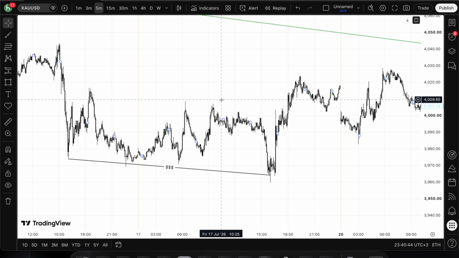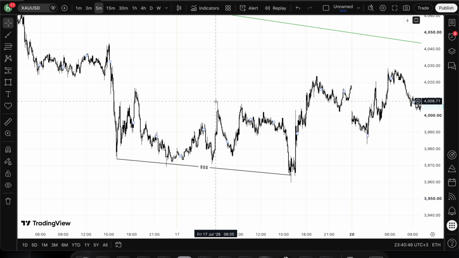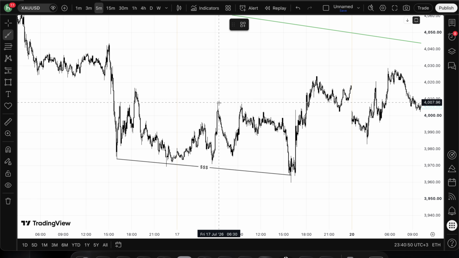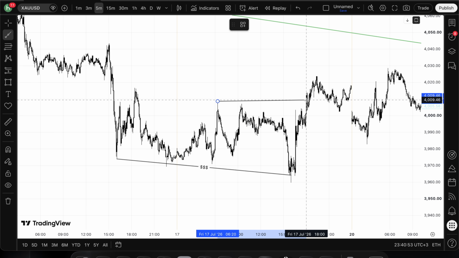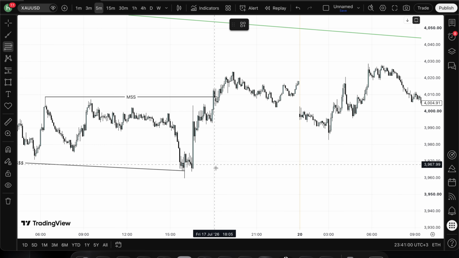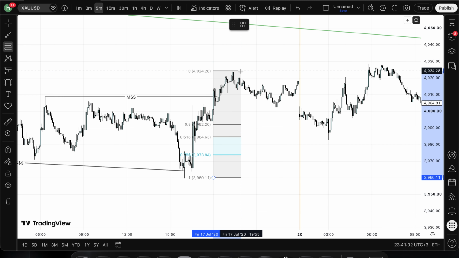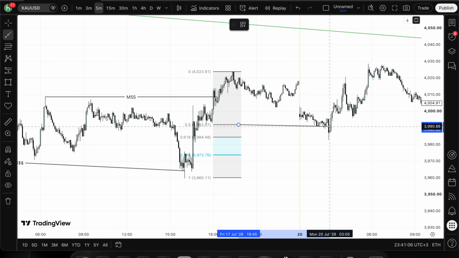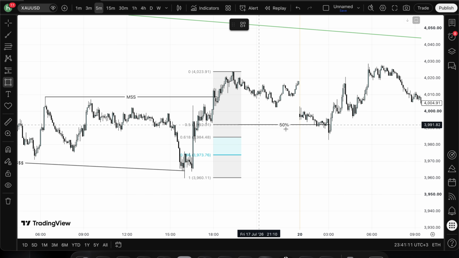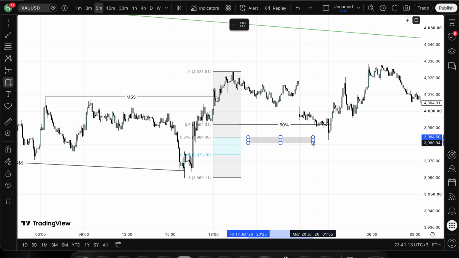So identify the high that made that low, which is going to be this high. Okay, so this high, we have a market structure shift. So with that market structure shift, you mark out this low and this. So now we have the 50% retracement you're looking for, and you have your optimal trade entry.